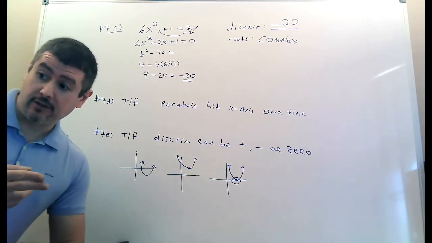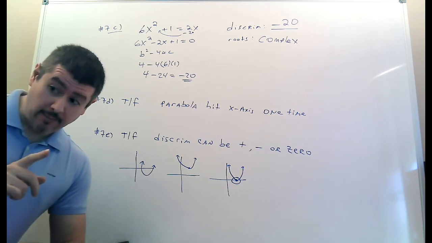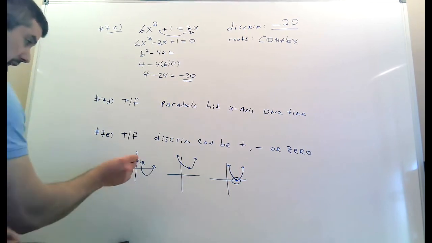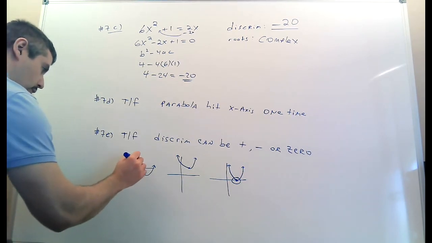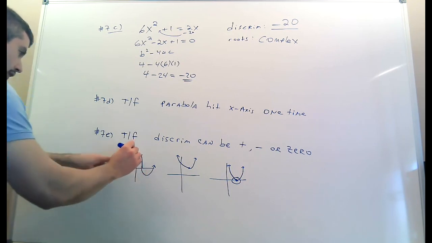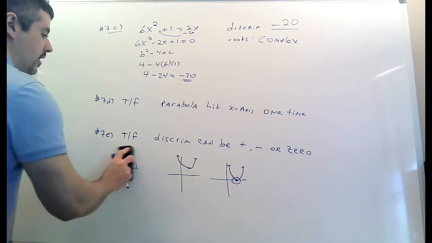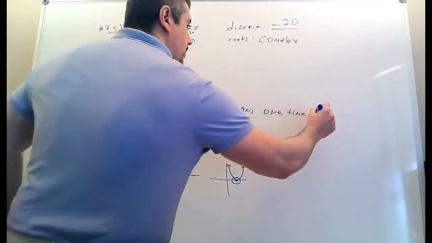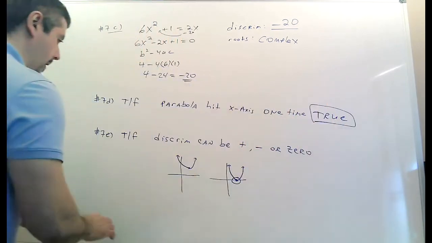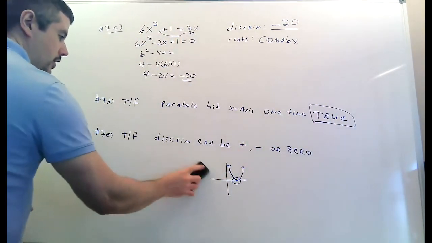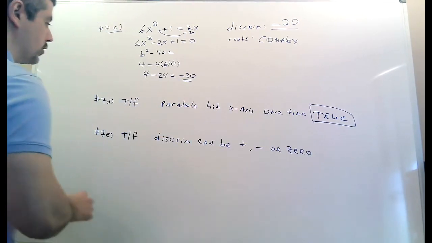The x-axis can be missed. You can hit it once or twice or miss it completely. The y-axis you cannot miss. You must hit the y-axis. I drew a bad parabola, but this parabola would actually hit if you continued forever all the way up there, it would eventually hit the y-axis. They always hit the y-axis. So this question is true, right? You most certainly can touch the x-axis one time. There. You don't have to draw me a picture. Just tell me it's true or false. You don't have to explain.